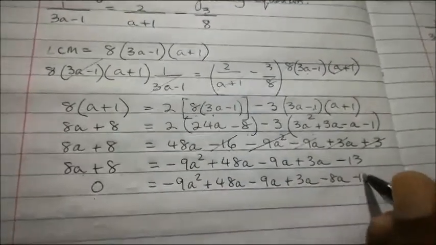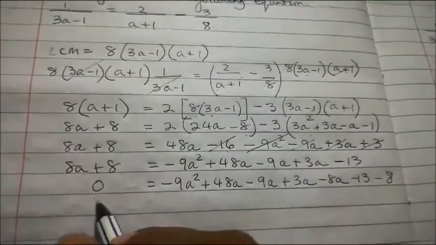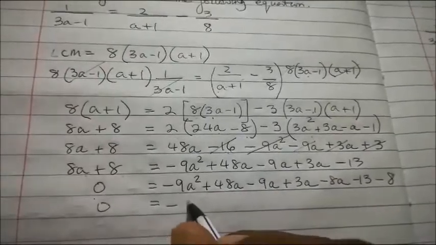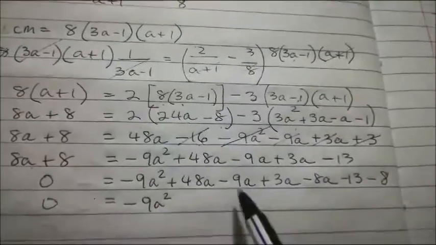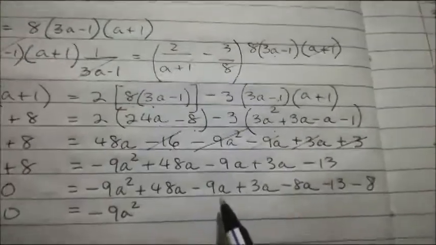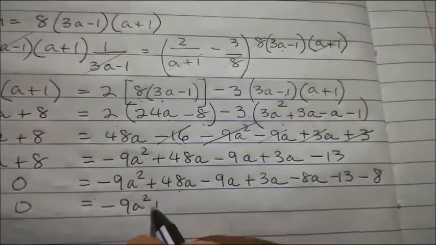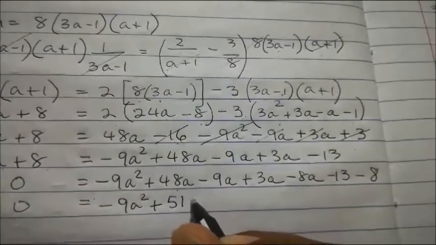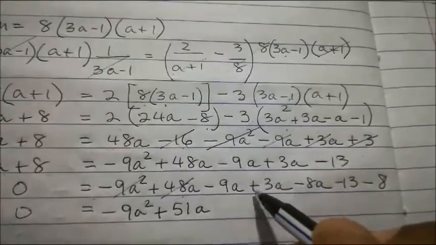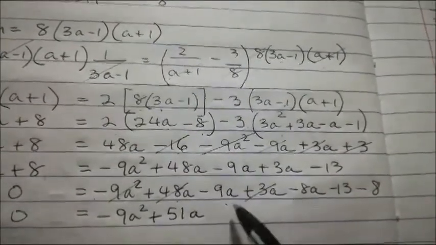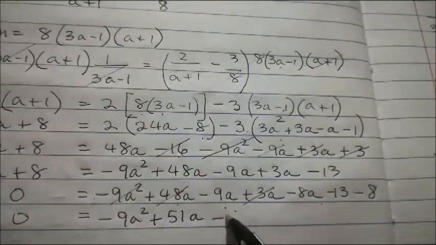So we still have the negative 13, and now we're going to add a negative 8 to that. So the 0 is going to be equal to what? Negative 9a squared still. And we have to now add the 3a to the 48a. That's going to be 51a. Right, so we brought down these. The 9a and the 8a, these are both negative numbers, so that's going to be negative 17a.